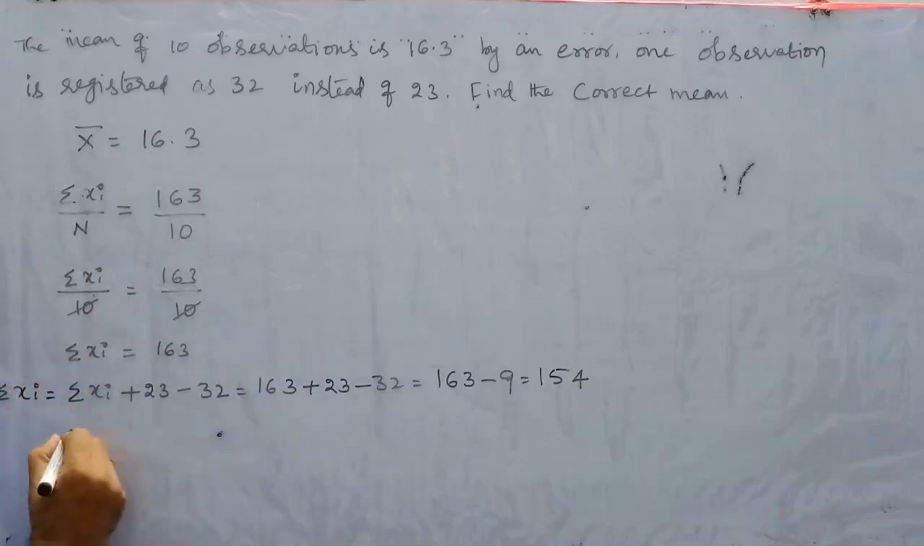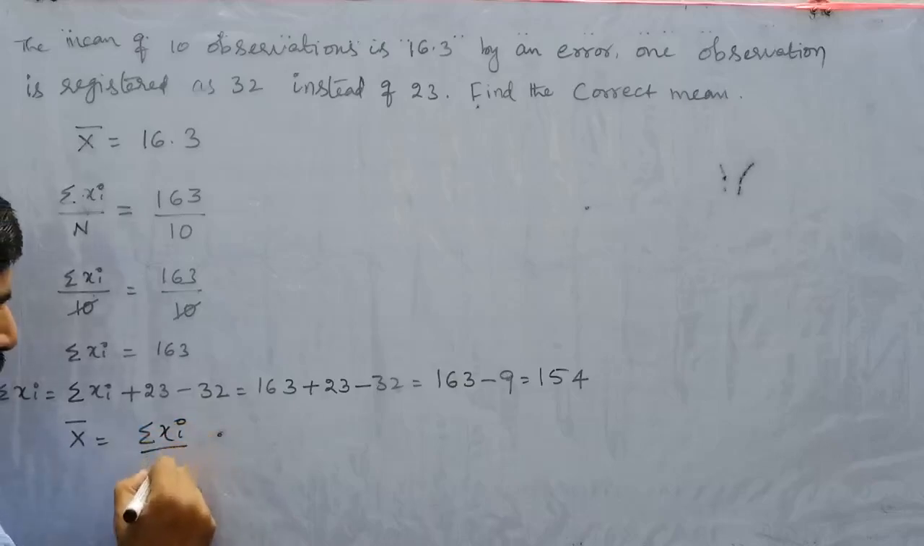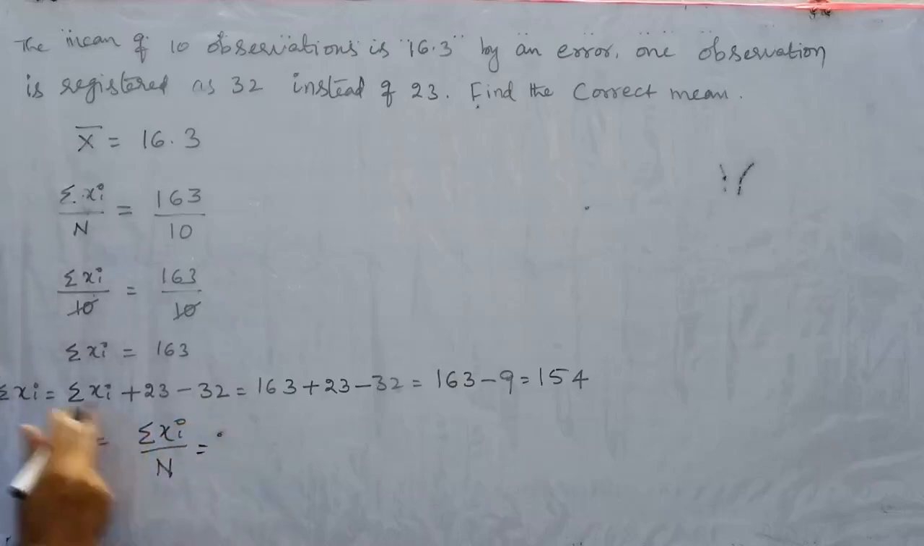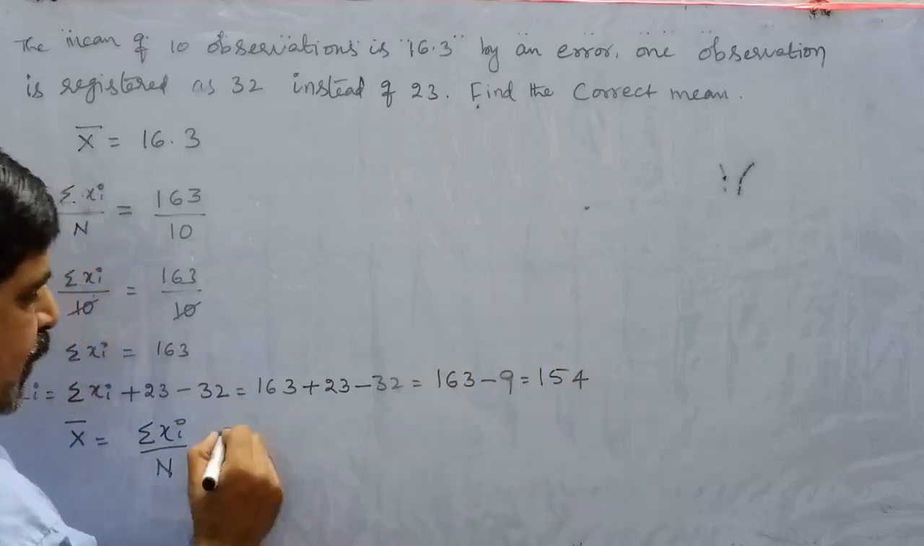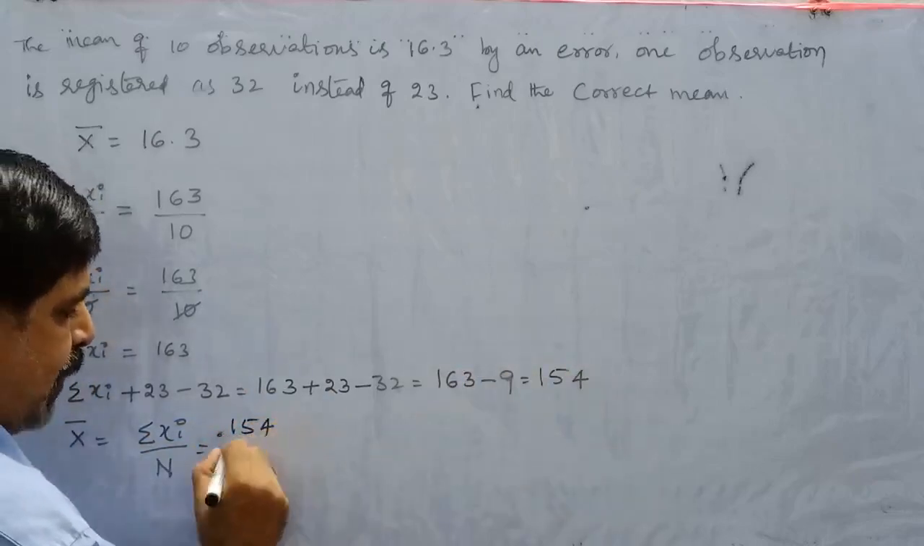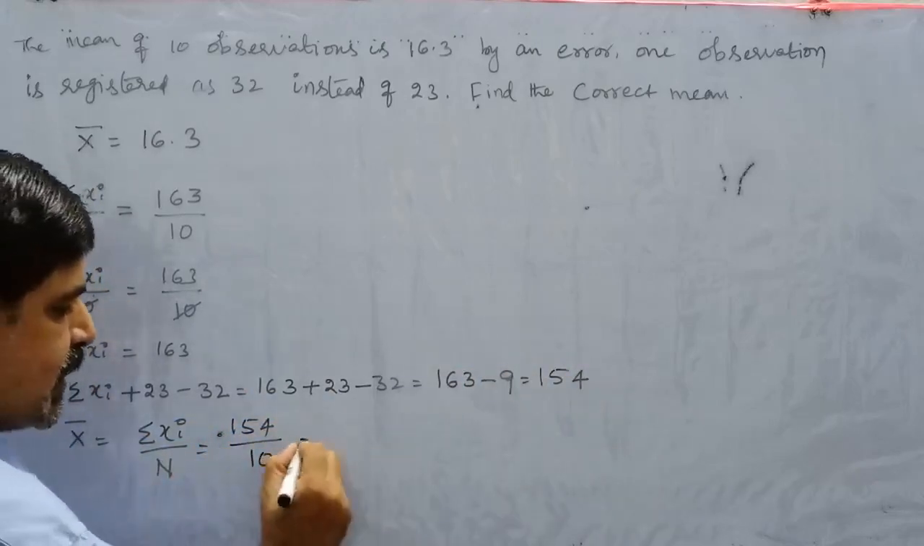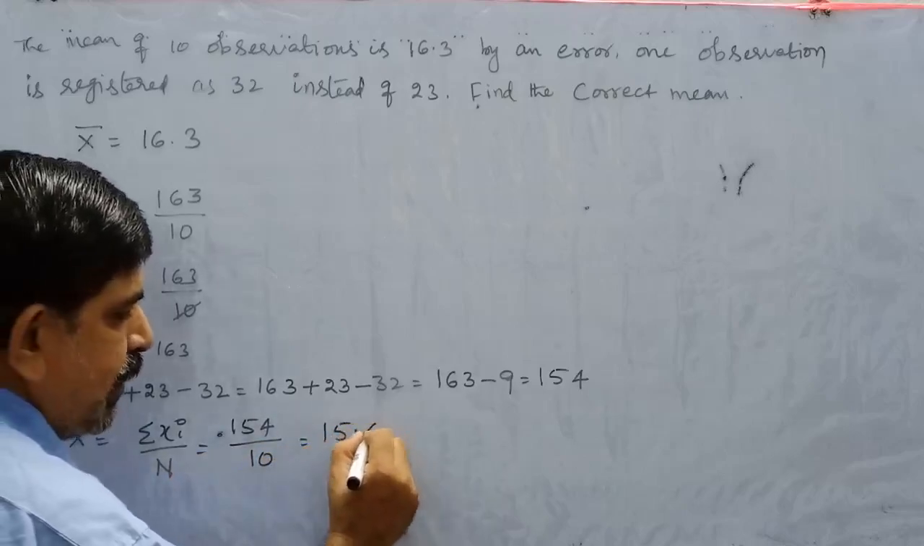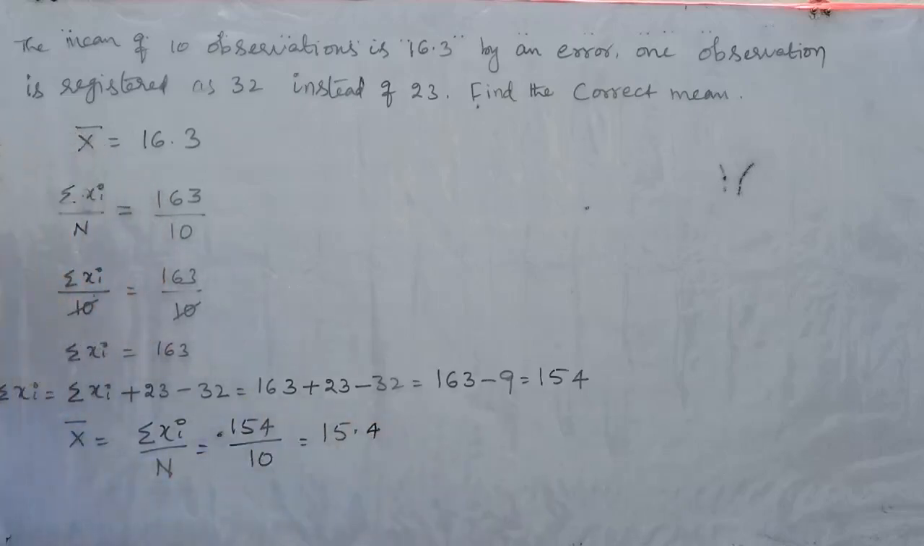Okay. Now x bar is equal to sigma xi by n. What is sigma xi? 154 by n, which is equal to 10. So this is equal to 15.4. Understood children?